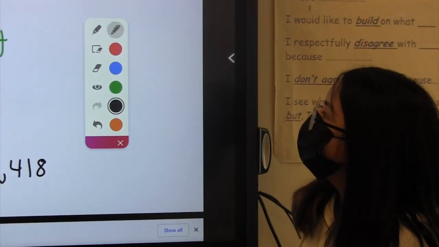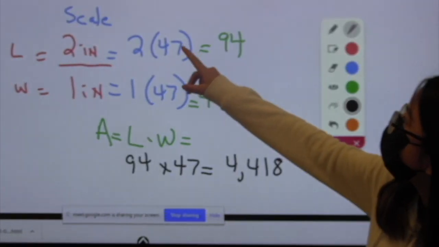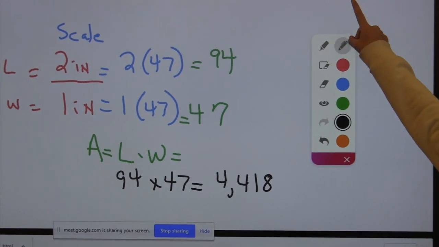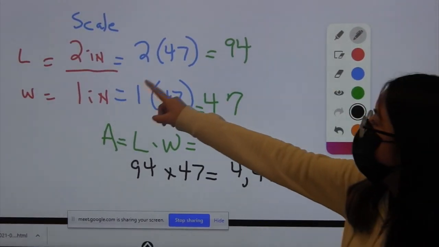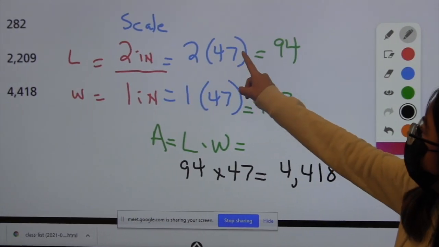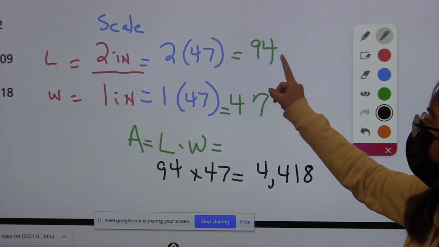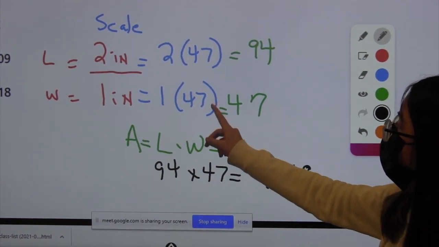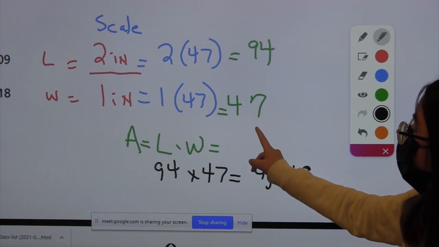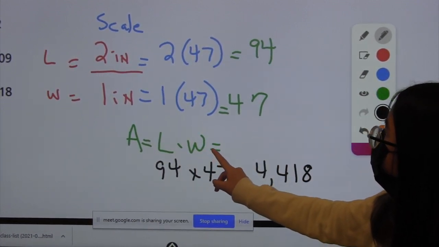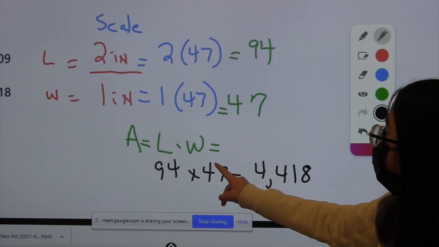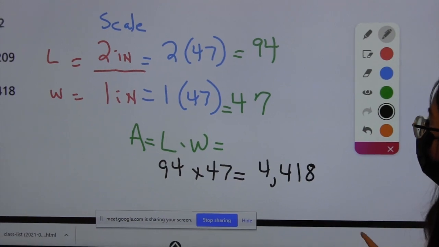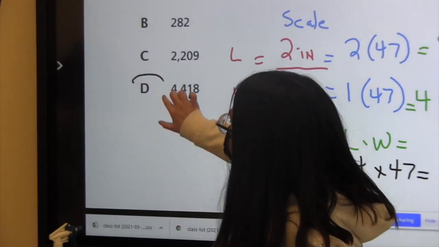This is a tough problem. So first we take the 2 inches in length and 1 inch in width, and we look over here and we see 1 inch is equal to 47 feet. So we take the length with this 2 inches and multiply by 47. 2 multiplied by 47 is 94. And then we take the width, which is 1 inch, and we multiply by 47. 1 multiplied by 47 is 47. So the answer is length times width. So we take the 94 and the 47 and we multiply it. 94 multiplied by 47 is 4,418. So the answer is D.